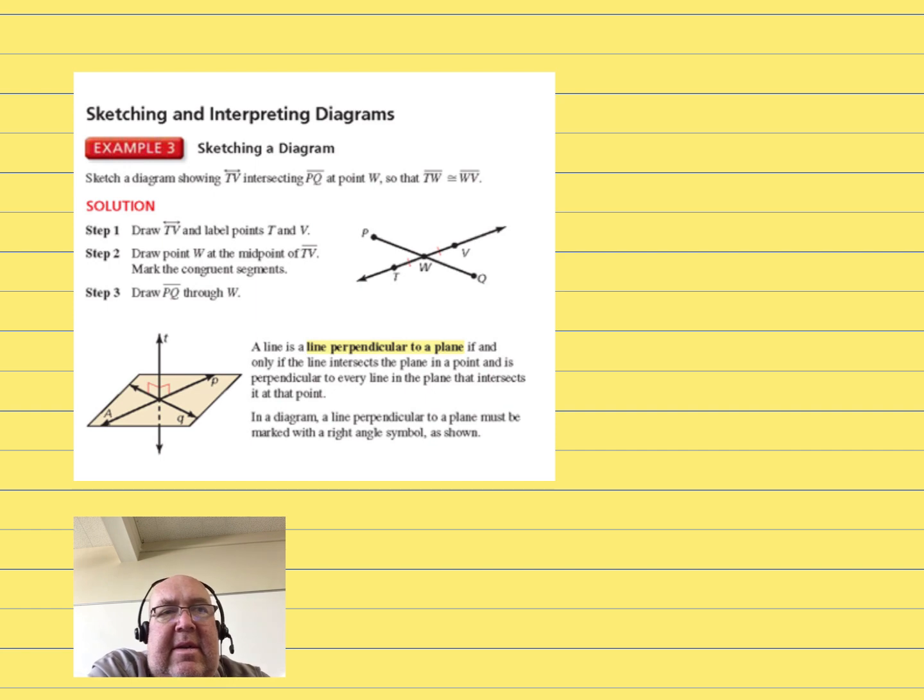Because we know that they're congruent, we can put that little red mark through it to show that. Okay, and then the last part shows perpendicular. A line that is perpendicular to the plane has to have the right angle symbols with it.